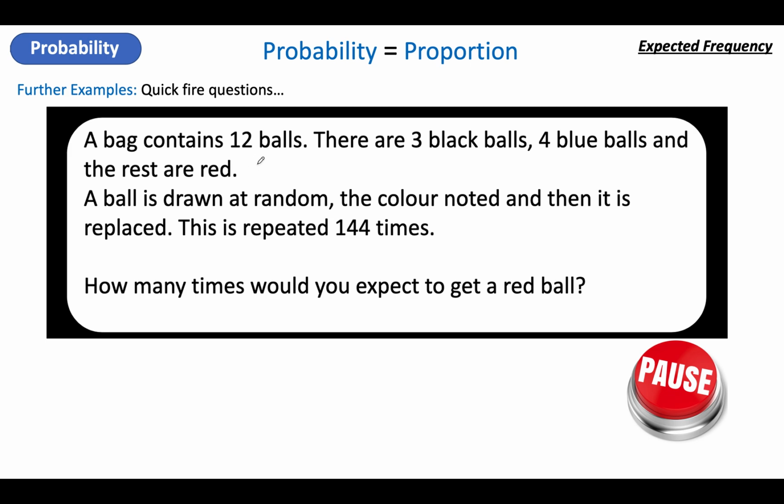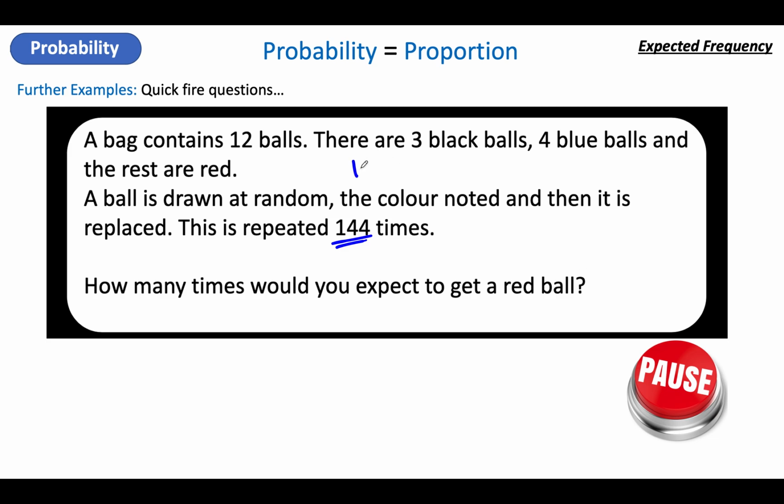Well, a bag contains 12 balls and 3 of them are black, 4 are blue and the rest are red. A ball is drawn at random, as in pulled out at random, the colour noted, and then it's replaced. And this is done 144 times, so 144 trials. How many times do you expect to get a red ball?